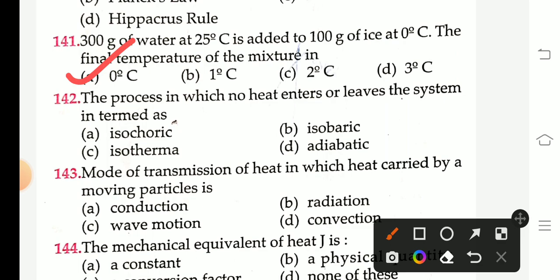Next, the process in which no heat enters or leaves the system is termed as. Right answer will be option D, adiabatic. Next, mode of transmission of heat in which heat is carried by a moving particle is. Right answer will be option D, convection.